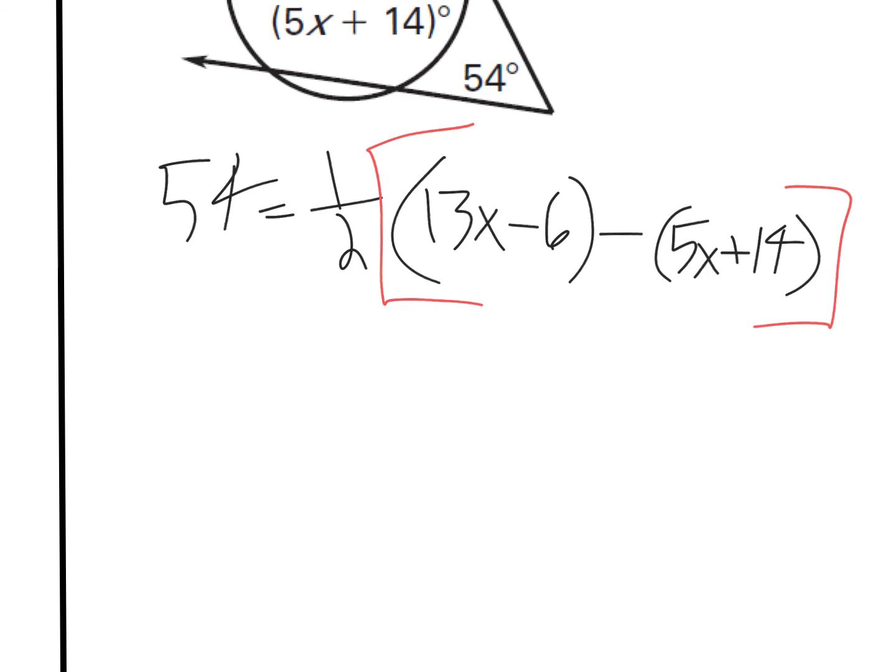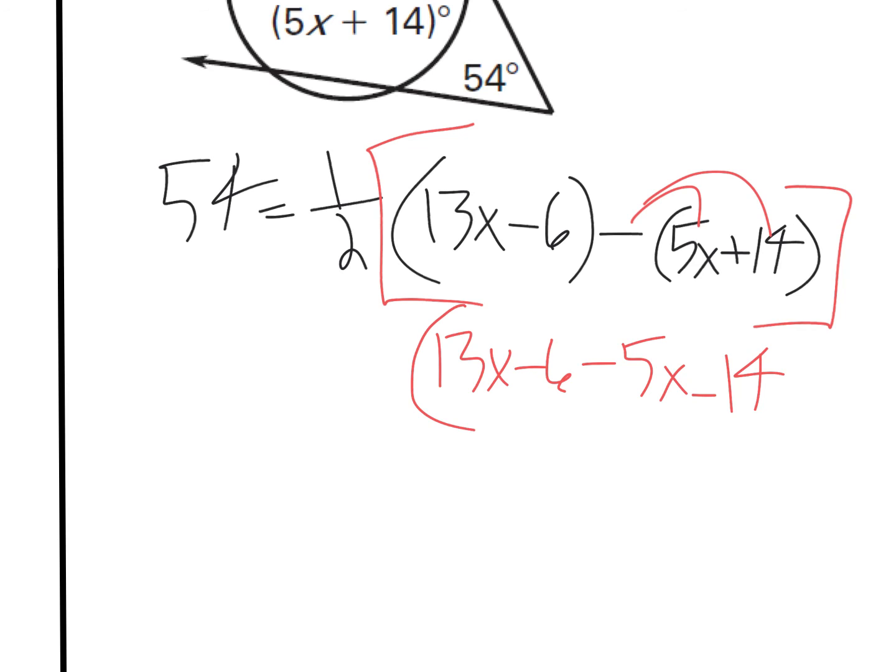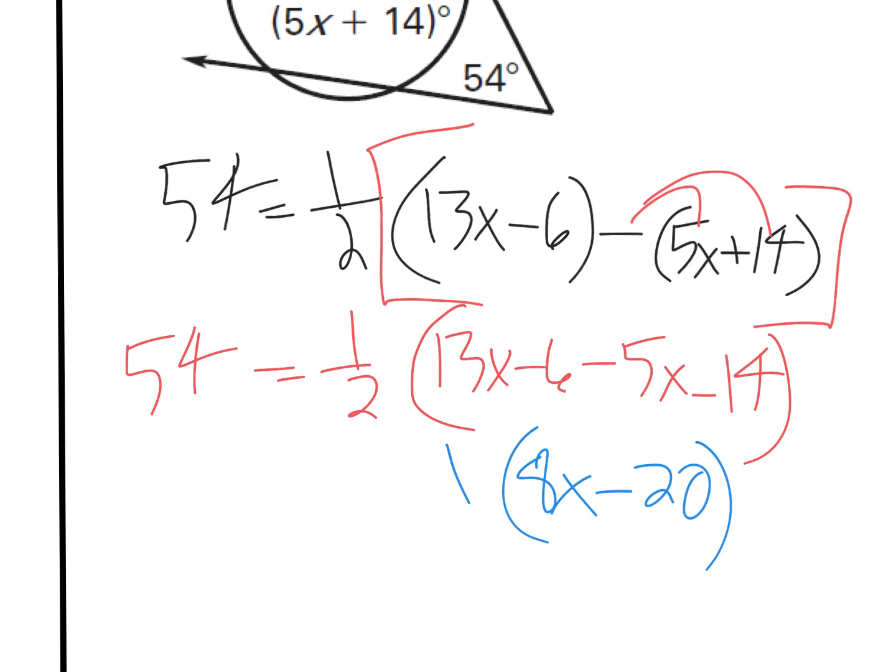So let's distribute this negative here. And so we'll turn that into a minus 5x minus 14. And I could take the parentheses away now. I have 13x minus 6, and I still have the big parentheses around it, and I'm just going to bring everything else down. And so I'm going to combine like terms. 13x minus 5x is going to give me 8x, and negative 6 minus 14 is going to give me negative 20. And so I have 8x minus 20, 1/2 on the outside of it, and 54.